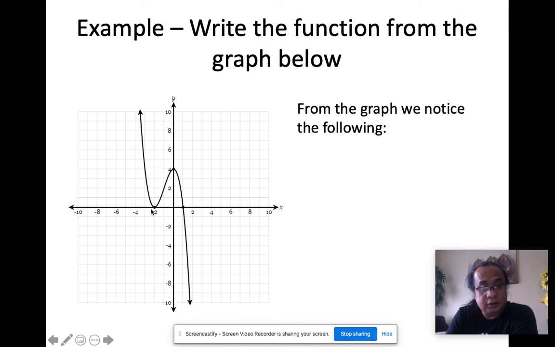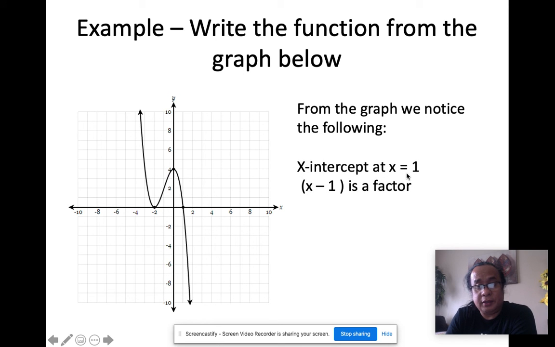However, there are 2 turning points. Negative 2 is a turning point right there. See that? Because it's going down and then it goes up. And there's another turning point there at 4, right? So it's going up and then after that it goes down as well. So notice the x-intercept is at x equals 1. Which means x minus 1 is a factor. That's one of the factors.